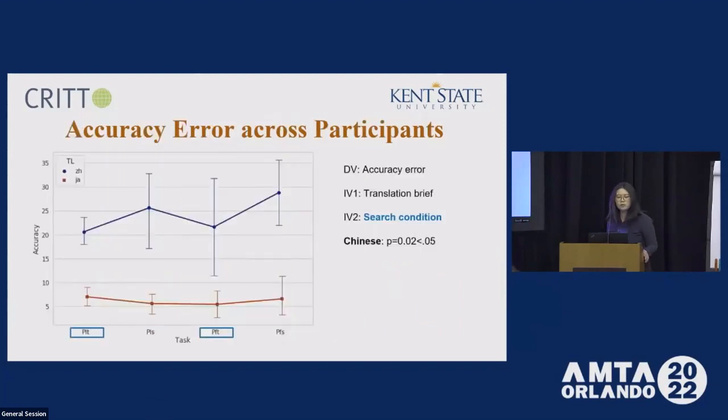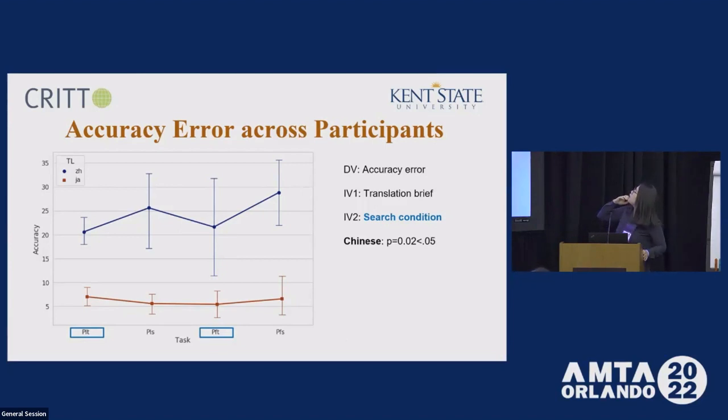If we look into our two groups of translators, we see there is a very different tendency between them, as we see from the figure on the left side. The blue lines are the Chinese participants, and the red lines are the Japanese translators.